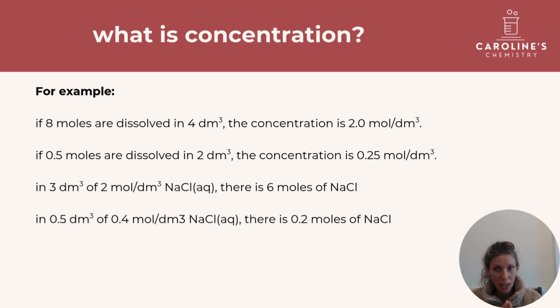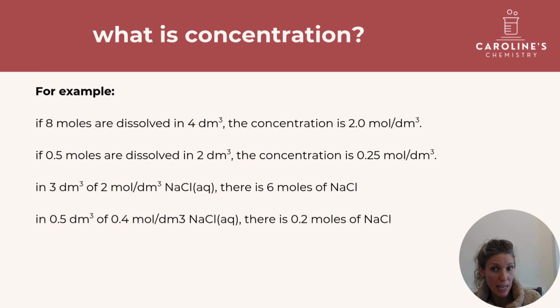Let's go in the reverse. So if we have 0.5 moles dissolved in 2 decimeter cubed, then again, I want to try and find out for concentration, how much is in 1 decimeter cubed? So half it. If there's 0.5 moles in 2 decimeter cubed, there must be 0.25 moles in 1 decimeter cubed. That's our concentration.